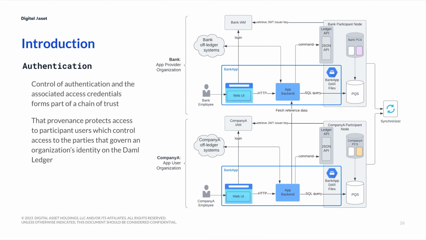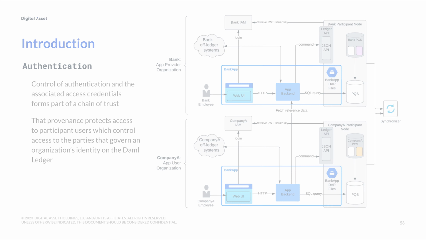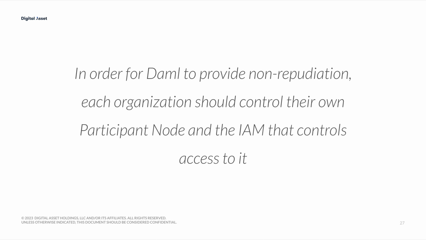The rest of this lesson will go into more detail about how to design your Daml party topology and how to manage the authentication of users and services within a Daml application. Those details matter, but the most important architectural takeaway is: in order for Daml to provide non-repudiation, each organization should control their own participant node and the IAM that controls access to it.